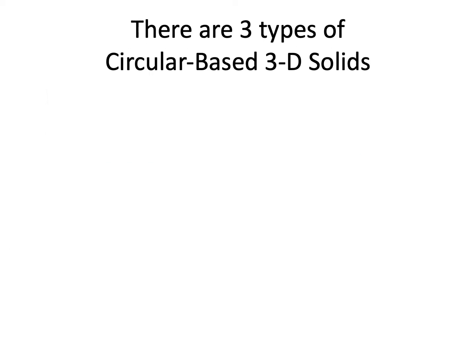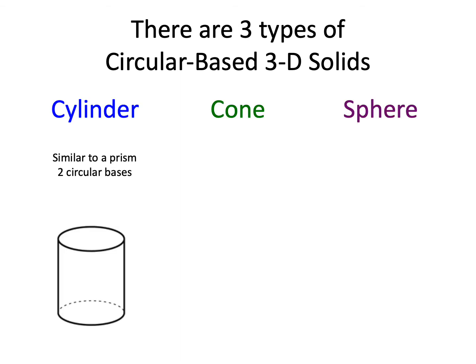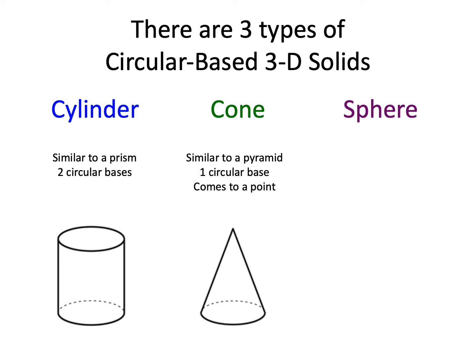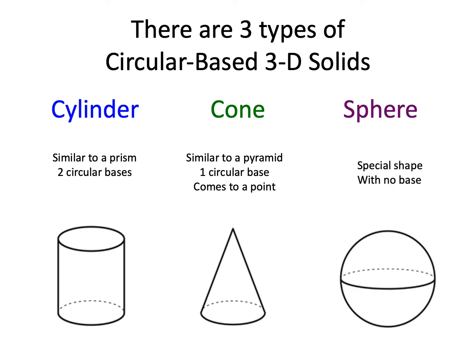There are 3 types of circular-based 3D solids: the cylinder, the cone, and the sphere. The cylinder is similar to a prism because it has 2 bases. However, it does not have rectangular faces. A cone is similar to a pyramid. It has 1 circular base and it comes to a point. A sphere is a special solid because it has no base. However, it is circular-based in a sense.